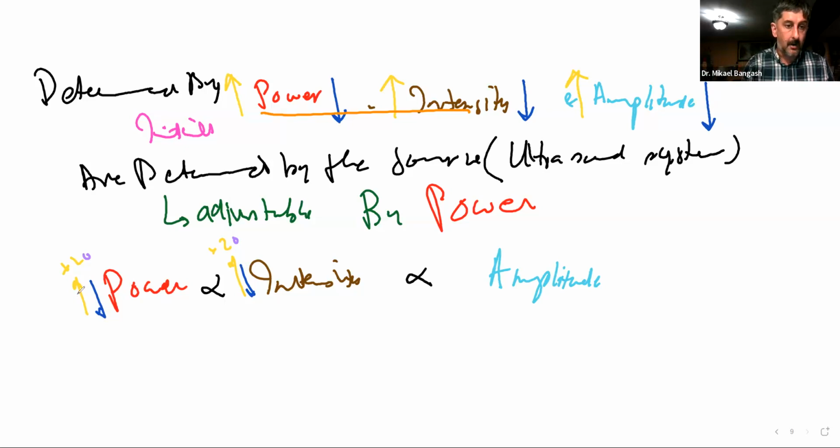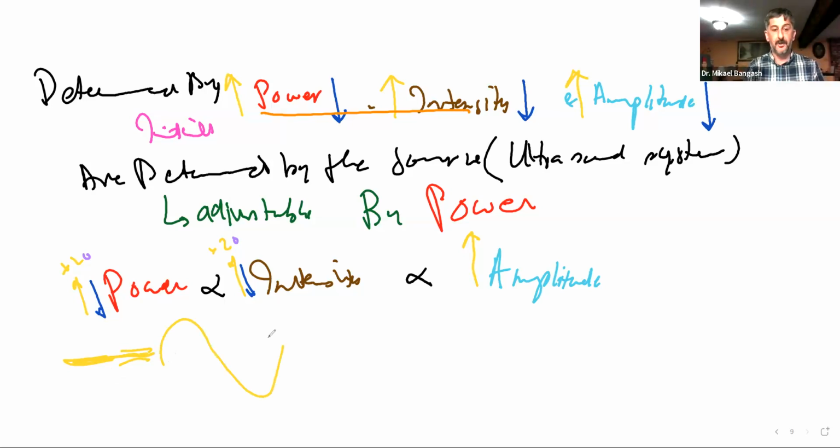that great power energy is going to have a great intensity. And that great intensity will lead to a great amplitude wave. So more energy or more power will lead to a great intensity, which will produce a big amplitude wave.